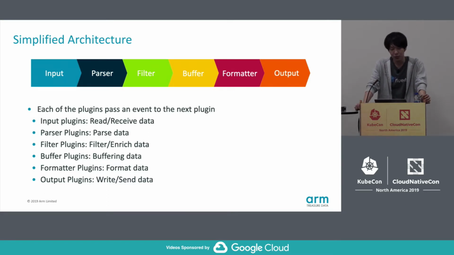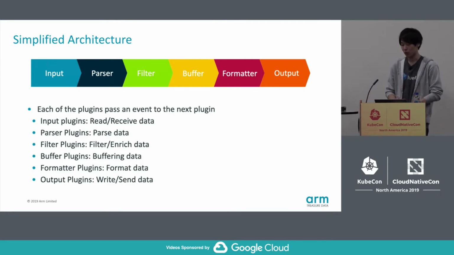The input plugin is for reading or receiving data from files or other services. The parser plugin parses data and builds a specific structure. The filter plugin filters out or adds additional data to events. The buffer plugin stores data in memory, files, or other devices for persistence or efficiency. A formatter plugin is used for formatting data into a specific format like JSON, CSV, MessagePack, or other formats. And the output plugin sends data to other servers or data sources.